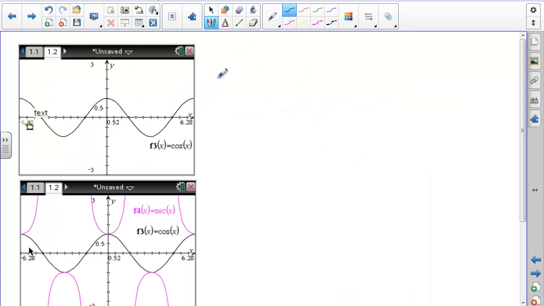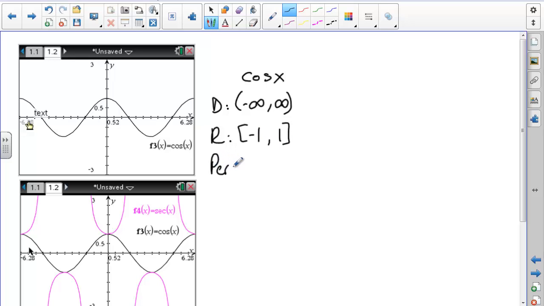You can see we got cosine of x here. If I write cosine of x, we know the domain of cosine of x is all real numbers, -infinity to infinity. We know the range is -1 to 1. We know the period for cosine is 2 pi, and we know the amplitude is 1.